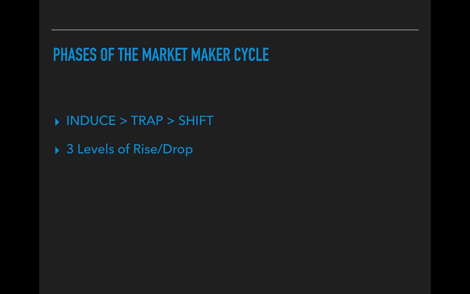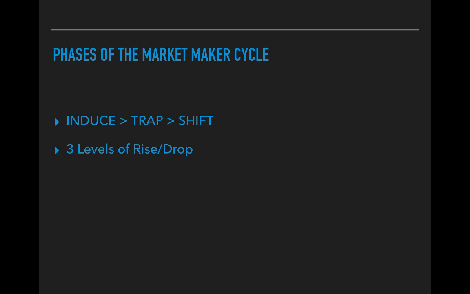So the three levels of rise or drop is the inducement phase. Okay, so you'll see on a chart that generally they like to rise 3 levels before they make the shift, or drop 3 levels. And you'll see that the number 3 plays a very big role in the charts. Lots of things come in threes. Psychologically, we just kind of gravitate to the number 3, and the market maker uses that against us.